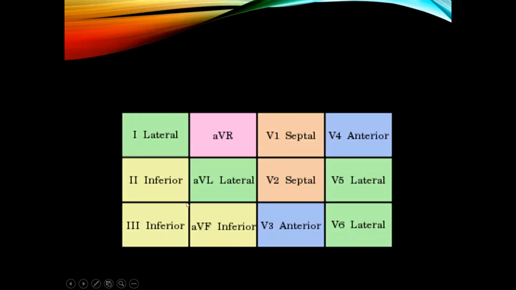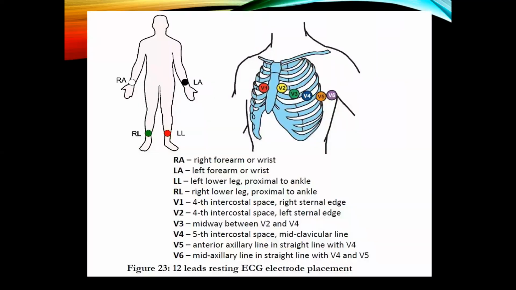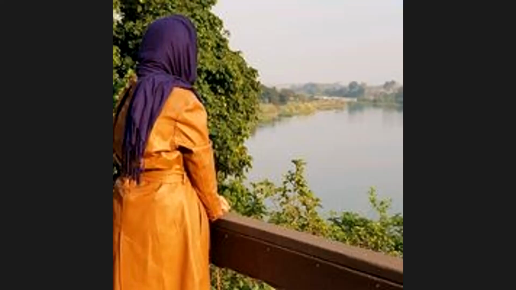So this is basically showing us which leads are lateral, inferior, septal, and anterior. This is the limb placement: right arm, right leg, left leg, okay? So that's all about ECG lead placement.